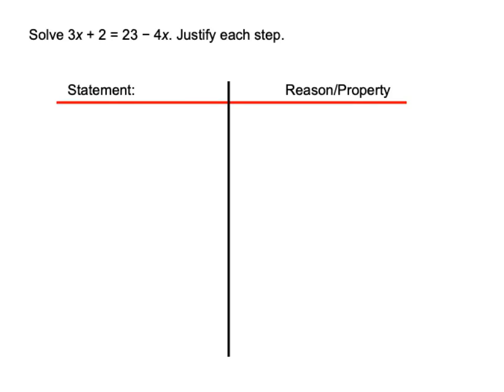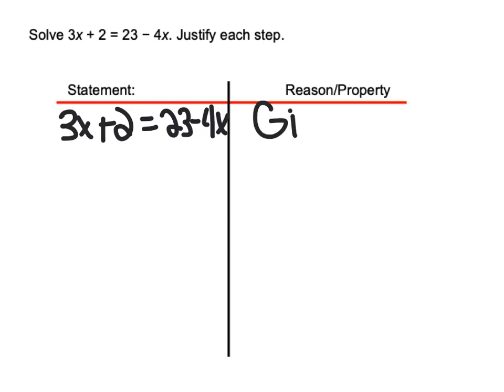So if we are going to look at this problem here, we have 3x plus 2 equals 23 minus 4x. The first thing that we always do is we write down our given information. So in our statement, I'm going to write what we know. I know that 3x plus 2 equals 23 minus 4x. And my reason that I know that is that they give it to me. So that is always called given.